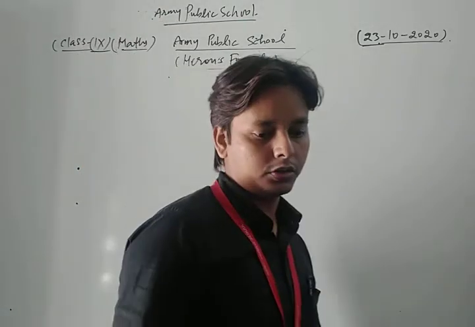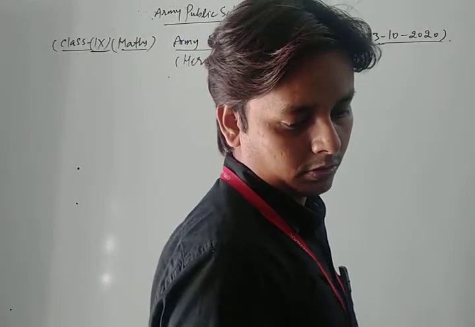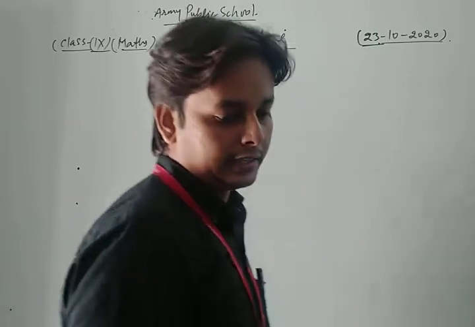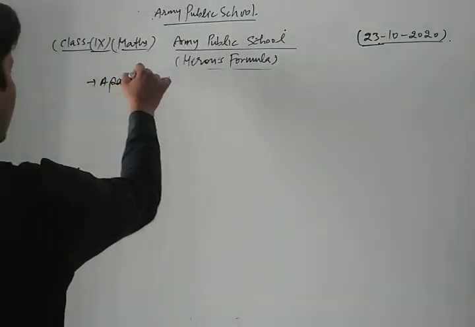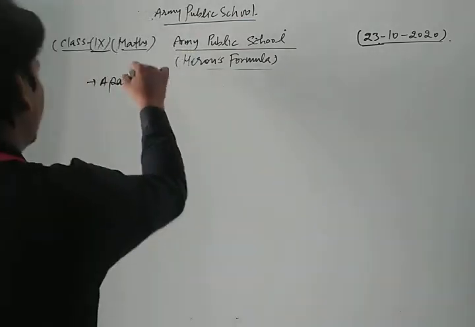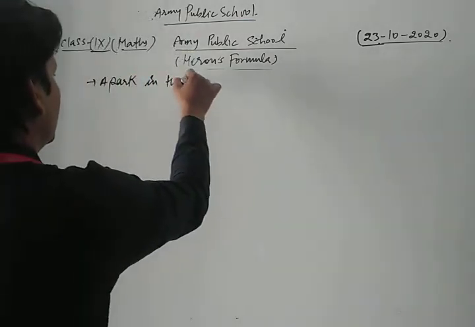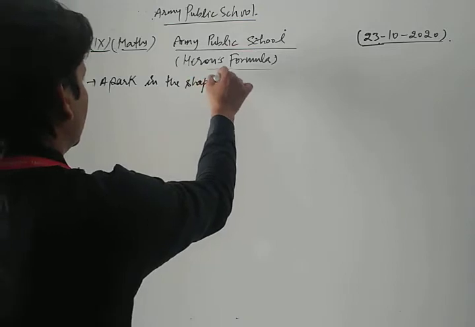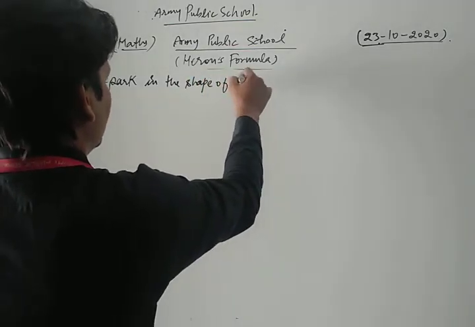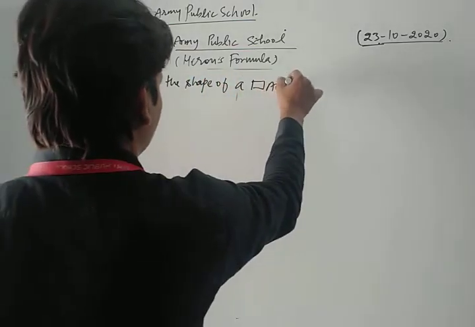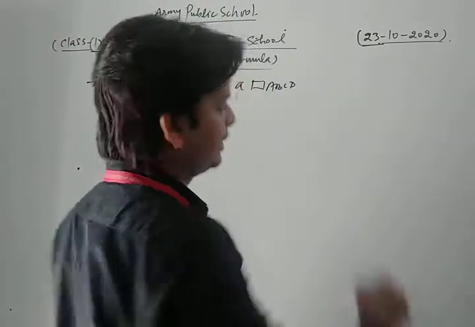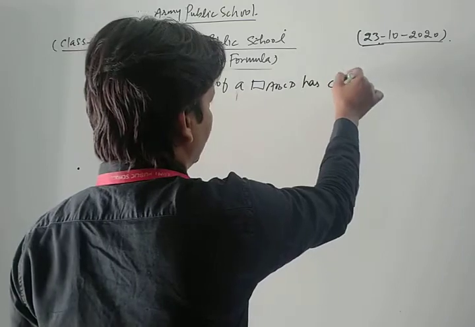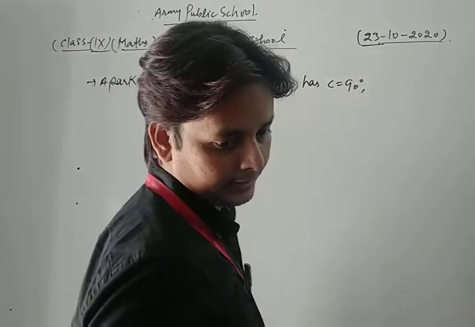We take a very important question, and your question is: a plot in the shape of a quadrilateral ABCD has angle C equal to 90 degrees.